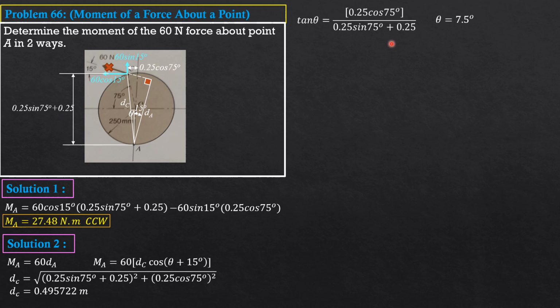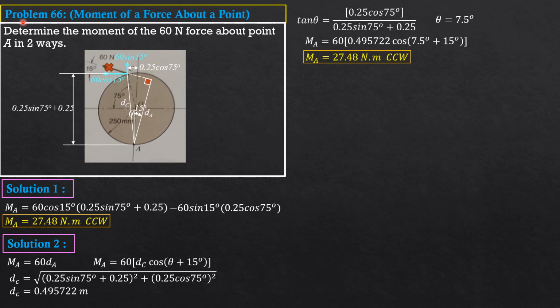So theta is really half of 15, 7.5 degrees. Then we can also compute the moment. So the moment at A is 60 times 0.495722 times cosine of quantity 7.5 degrees plus 15, or 22.5 degrees. So the moment at A is the same, 27.48 Newton meter counterclockwise.